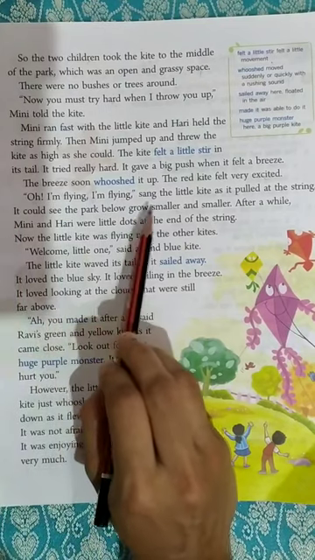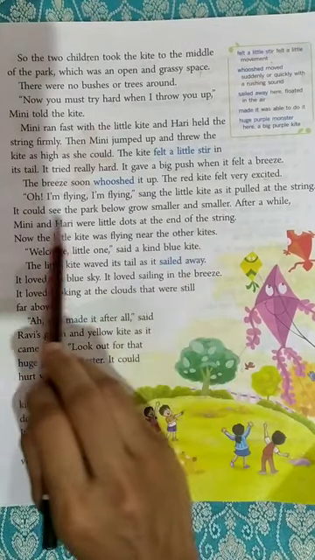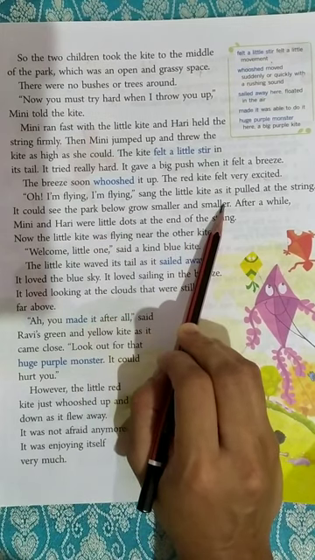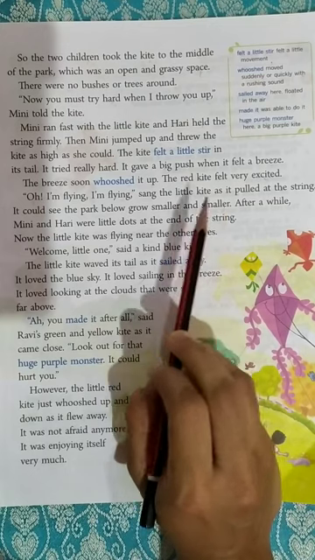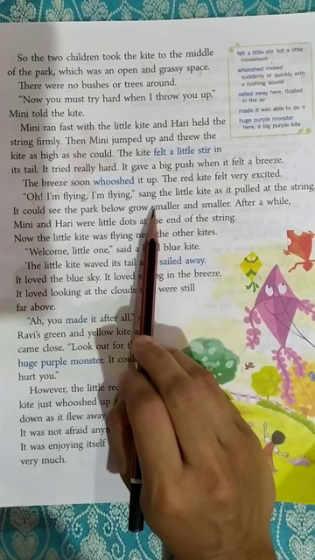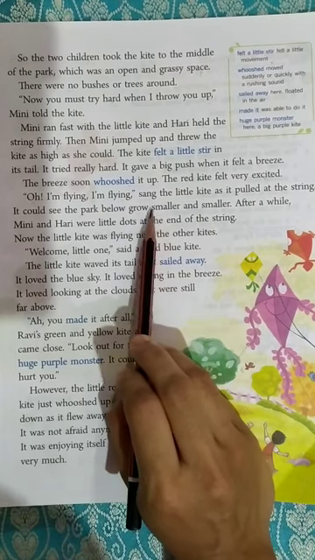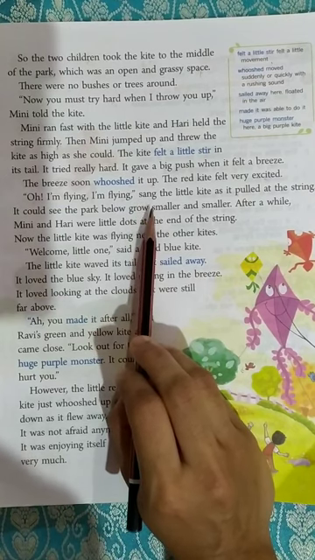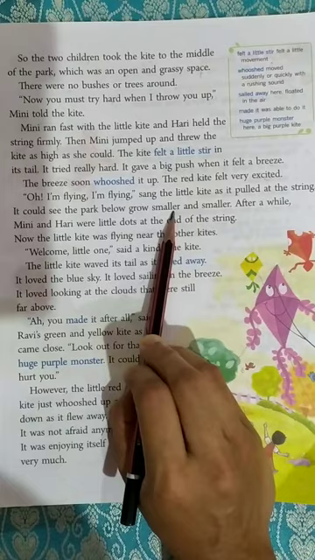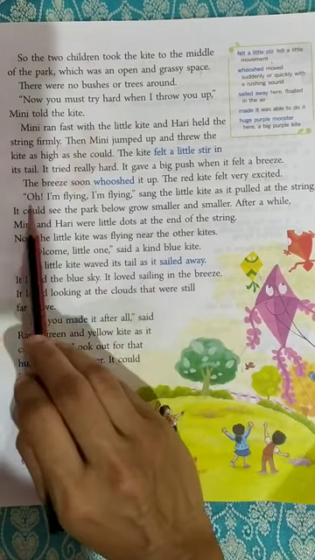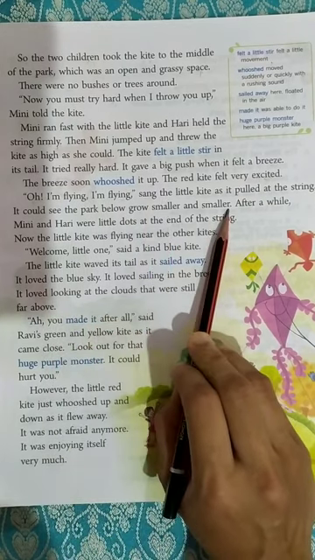It could see the park below grow smaller and smaller. How is it possible? We know that as we fly higher, the things below will seem smaller, isn't it? So, this suggests that the kite is flying higher and higher.